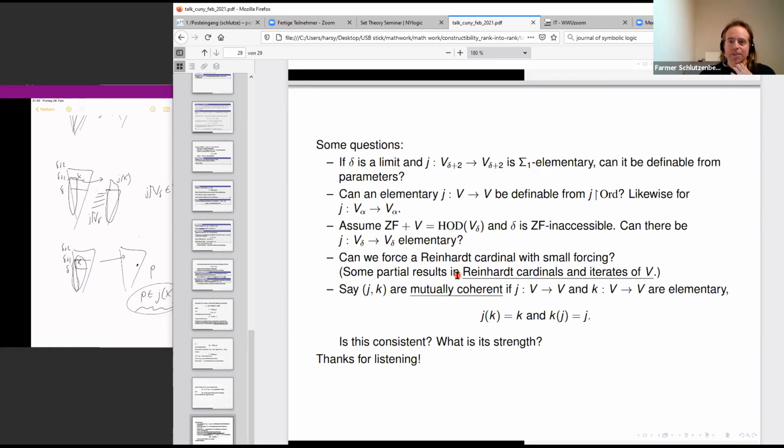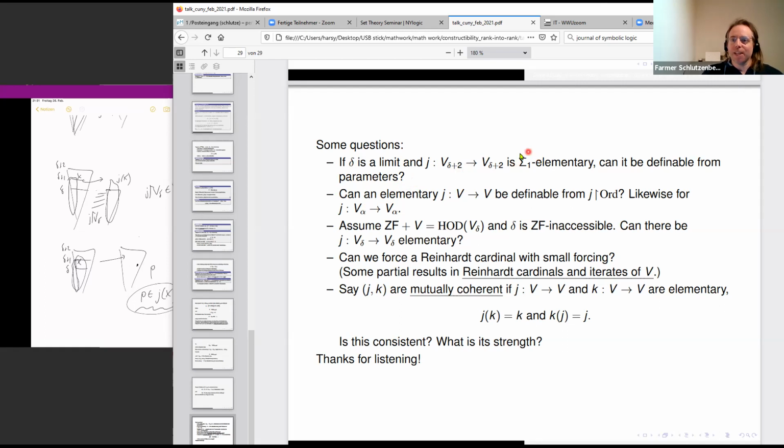And I thought I'd just give a list of questions that bug me. So first of all, the theorem on delta plus 2 and so forth being not definable from parameters works for fully elementary embeddings, but it has problems for partial elementarities. And as far as I know, I don't know the answer to this. I don't know whether Gabe has an answer to this now or not, but if delta is a limit and J is V delta plus 2 into itself is sigma 1 elementary, can that be definable from parameters?